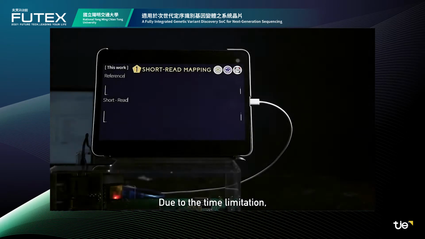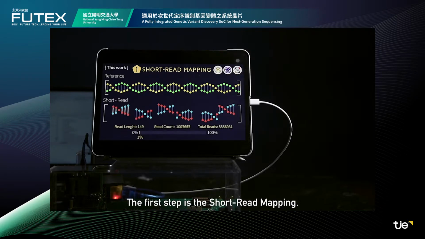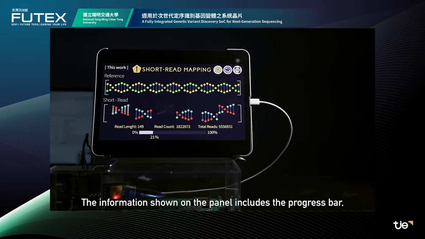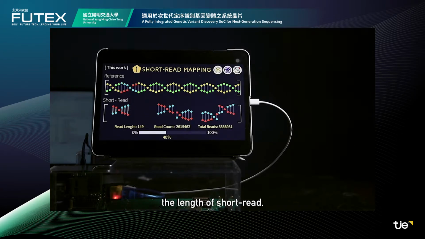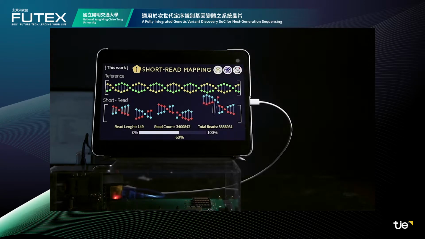Due to the time limitation, we use chromosome 22 as test dataset. Here's our demo. The first step is the short read mapping. The information shown on the panel includes the progress bar, the length of short read, processed short read amount, and the total short read amount.